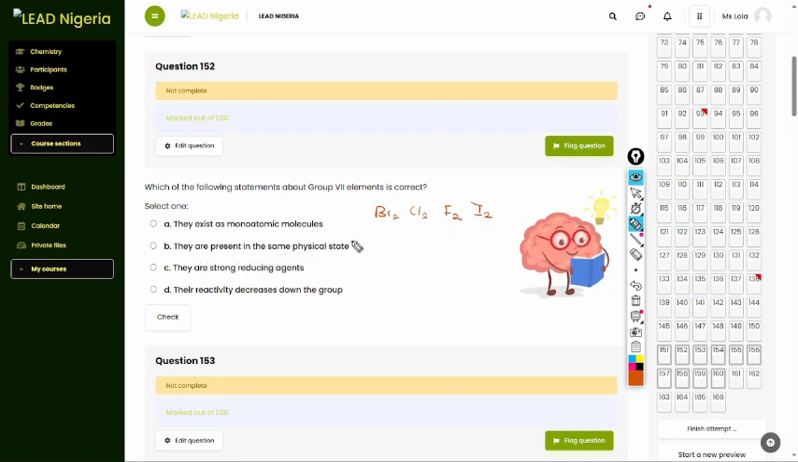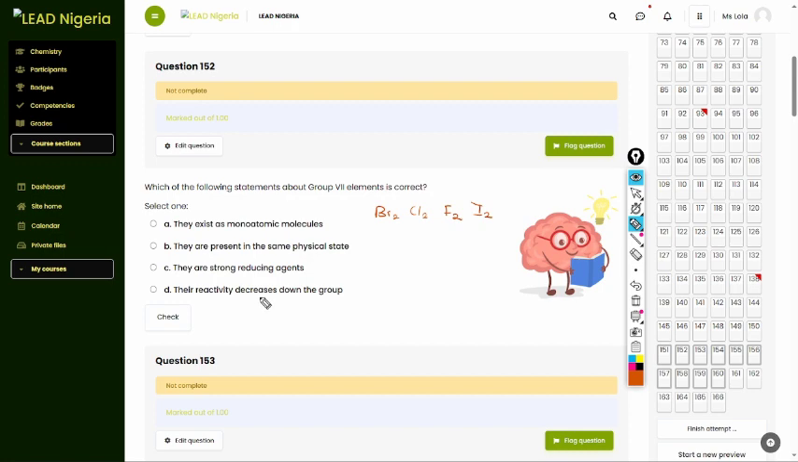So they don't exist as monatomic molecules, they exist as diatomic molecules. Now, they are present in the same physical state. This is not true because bromine is liquid at room temperature, chlorine is a gas at room temperature, fluorine is also a gas at room temperature, but iodine is a solid at room temperature. So they do not have the same physical states. Now, they are strong reducing agents. This is not true, because they are strong oxidizing agents, since they themselves become reduced by accepting electrons.